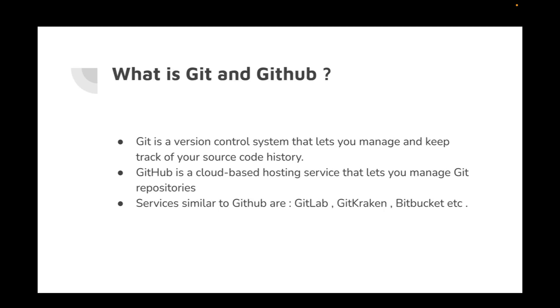But the main point here is that Git and GitHub are two different things and they should not be confused with each other. To reiterate, Git is a version control system that lets you manage and keep track of your source code history, and GitHub is a cloud-based hosting service for your Git repository.